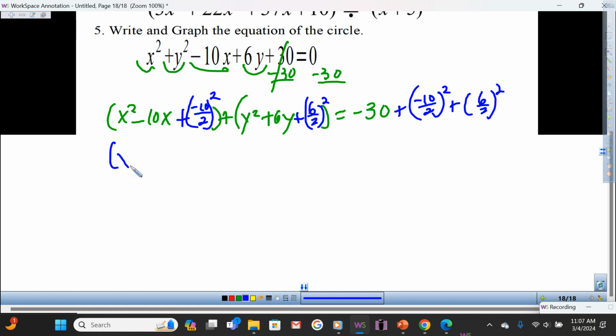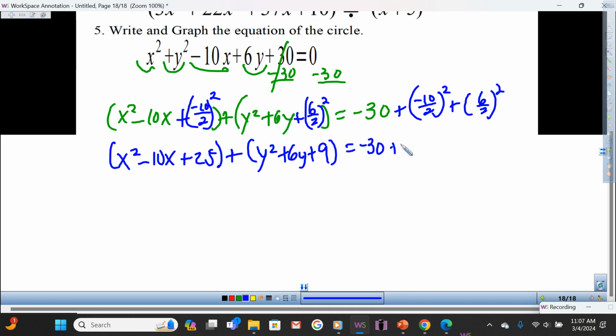So we end up with x squared minus 10x plus 25 plus y squared plus 6y plus 9 equals -30 plus 25 plus 9. Can I combine stuff over here? Yes. 9 plus 25 is 34, minus 30, that is 4. And for the sake of not rewriting this, I'm going to do the factoring shortcut.